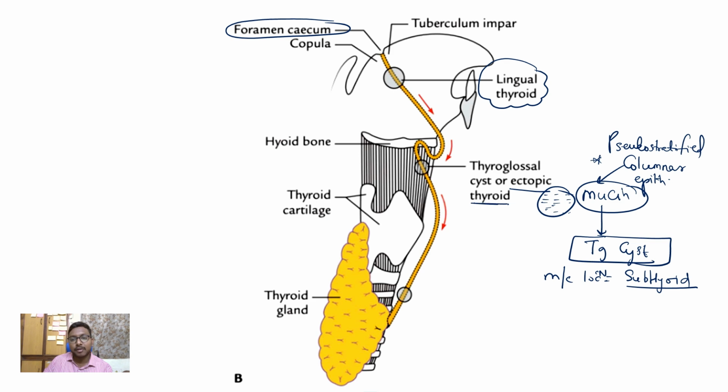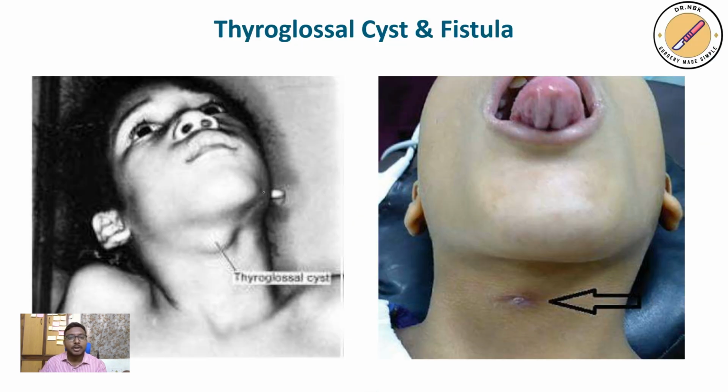Or it can get arrested anywhere else also. In such a case, it will form ectopic thyroid. Okay, right. Next. So this is the clinical picture of a thyroglossal cyst.